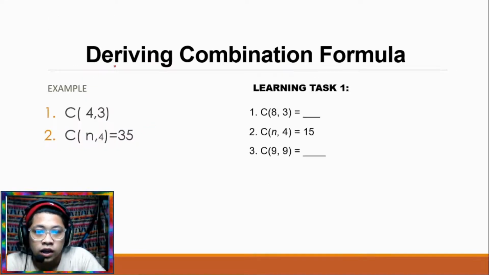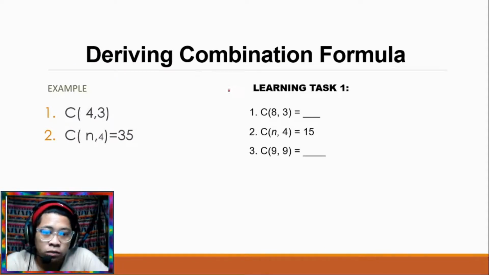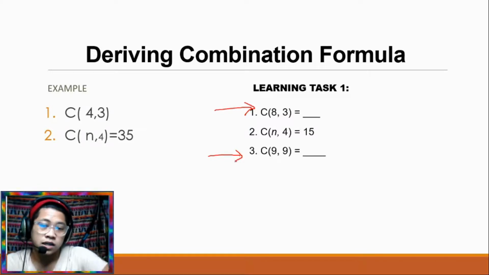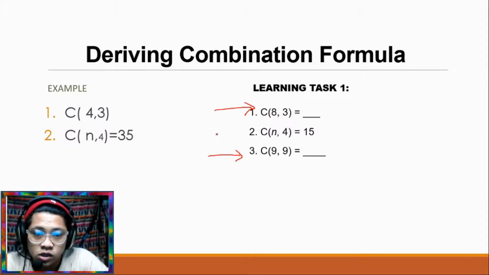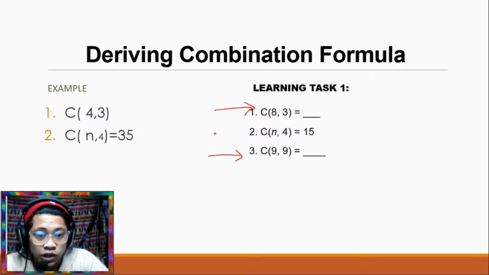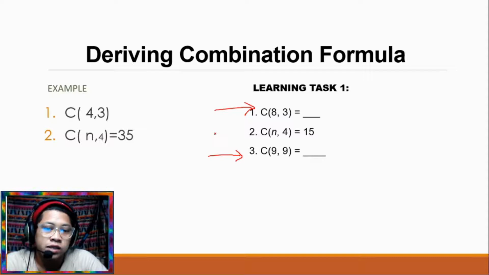So now, from that example, kaya nyo na pong sagutan yung ating learning task number 1, items 1 and 3. So yun lang naman yung ating magiging pattern doon. Example number 1 to answer learning task number 1, items 1 and 3. So now, let us proceed to learning task number 1, number 2. Given ang combination of n taken 4 at a time, which is 15, aalamin natin si sample size.